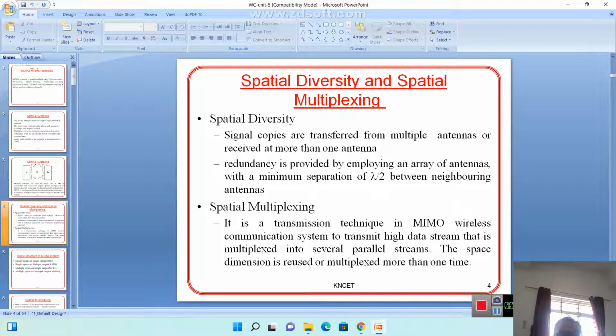So what is spatial multiplexing? It is a transmission technique in a MIMO wireless communication system. The technique is called spatial multiplexing in MIMO systems. In a MIMO wireless communication system, a high data stream is multiplexed into several parallel streams. So the space dimension is reused or multiplexed more than one time.